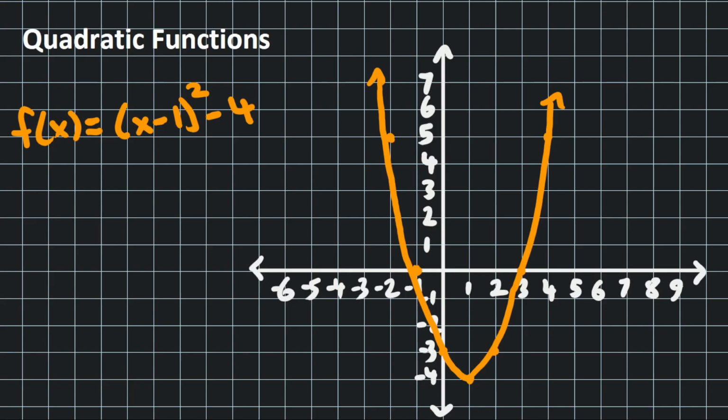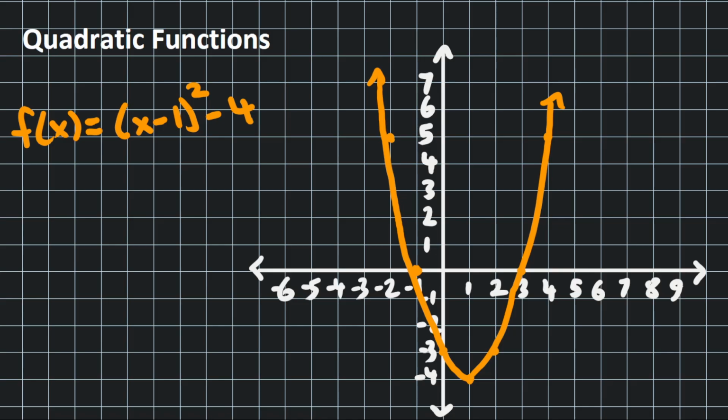Hey everyone, in this video we'll learn more about quadratic functions. As you can see right here, we have this function f of x equals (x minus 1) squared minus 4, and we have it drawn right here. This is just our standard parabola that has been transformed.